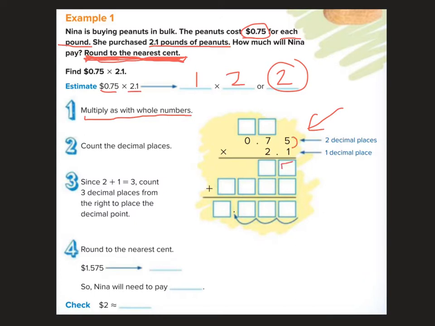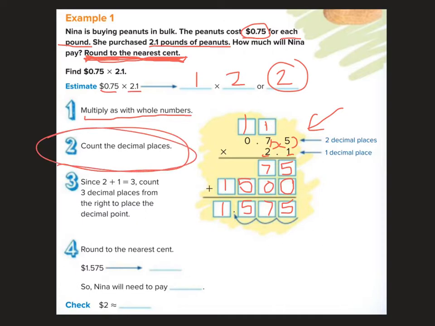5 times 1, 5. 1 times 7, 7. Now I'm moving over to a new place, so I have to put my 0 there. It seems weird because we're going from the tenths place to the ones place, but it's the same as if we did normal multiplication and we were multiplying 75 by 21. That's kind of all we're doing here. 2 times 5 is 10. 2 times 7 is 14, plus 1 more is 15, and then 2 times 0 is 0, plus 1 is 1. Okay, so now I'm going to bring everything down. 5, 7, 5, 1.